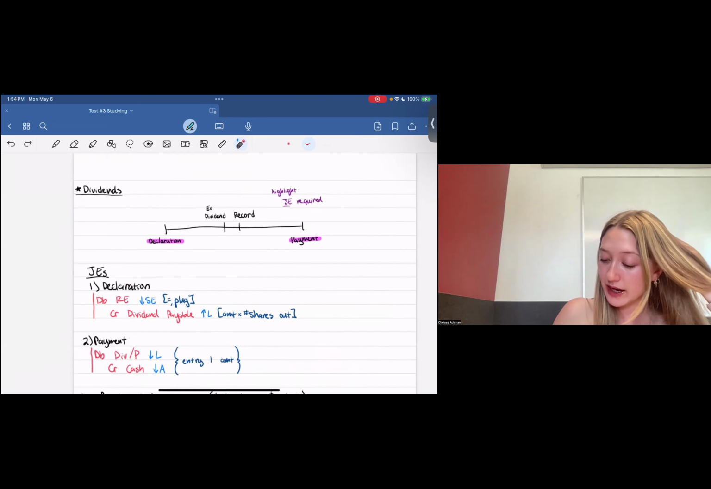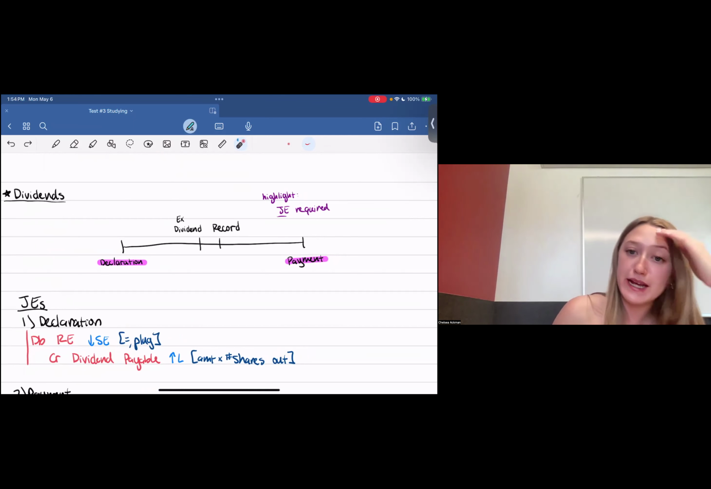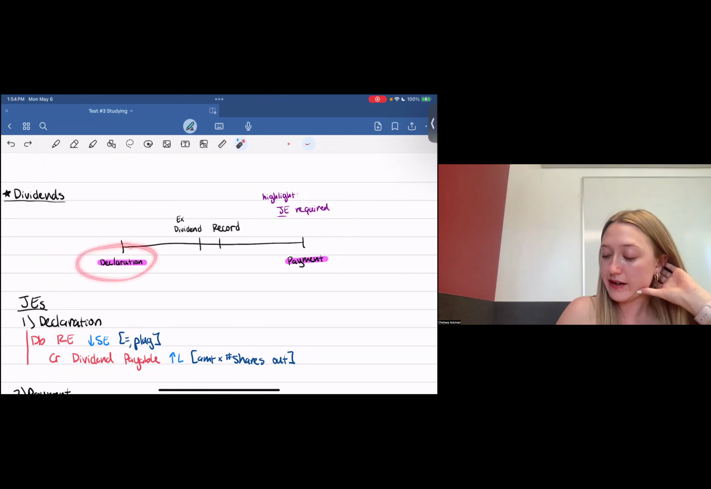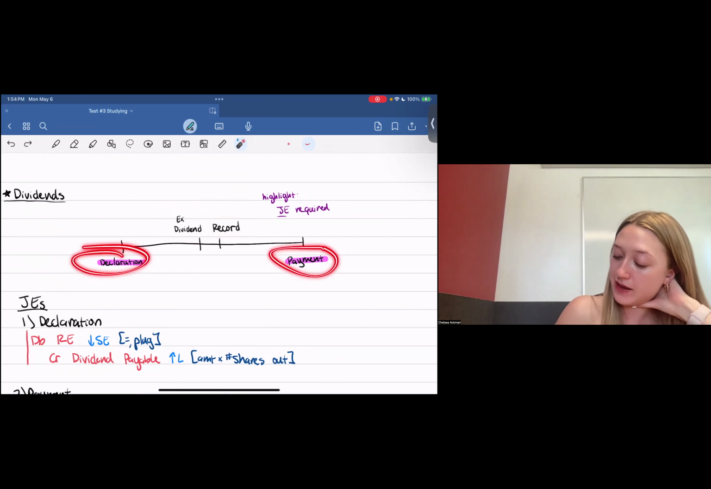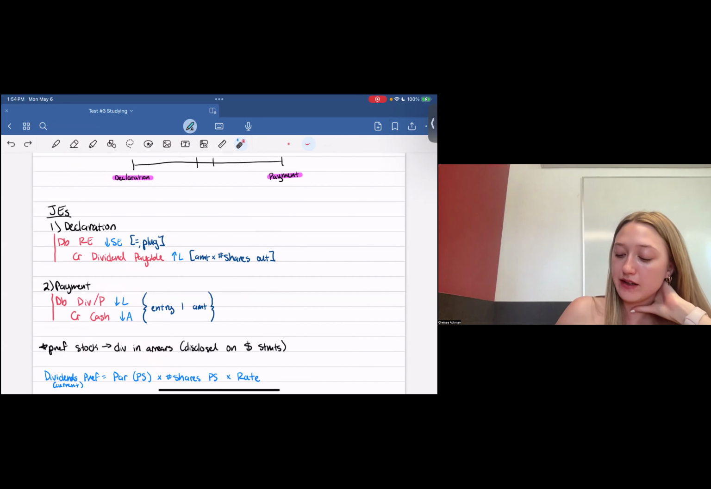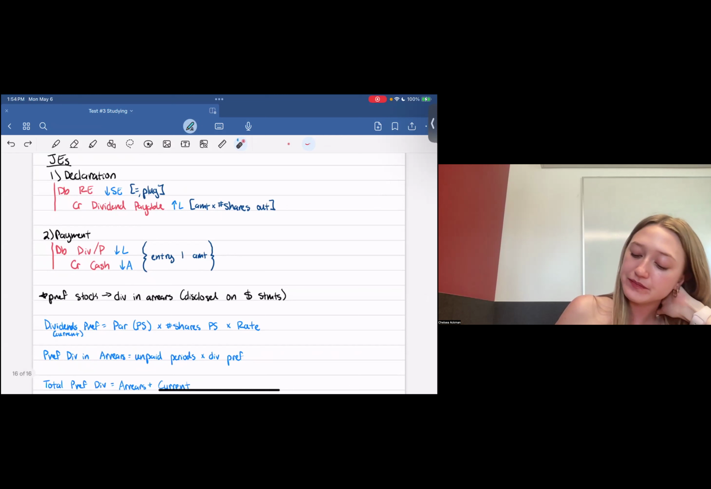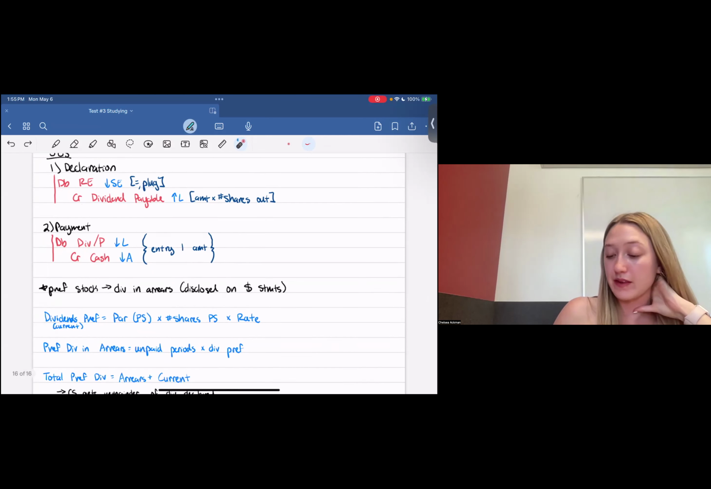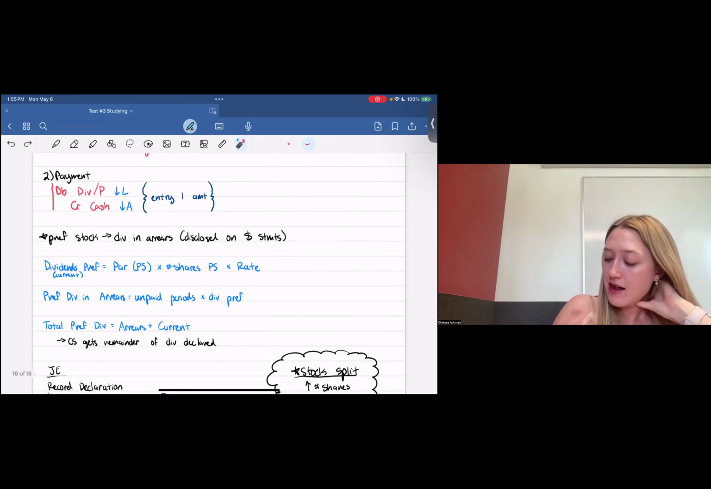And then looking at dividends. Dividends have multiple dates associated with them: the date they are declared, the ex-dividend date, the record date, and the payment date. But the only two of these dates that require journal entries are the declaration date and the payment date. So those are the two journal entries I have here. First, on the declaration date, we're going to debit retained earnings and credit dividend payable. That credit is for the amount times the number of shares outstanding, and then that's the same for the debit. And then for the payment, we're going to debit dividend payable and credit cash, both for the same amount that we calculated in the first entry, the amount times the number of shares outstanding.